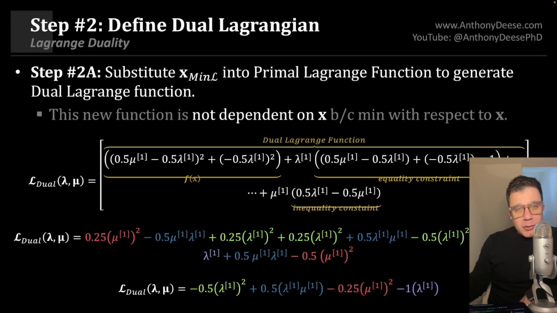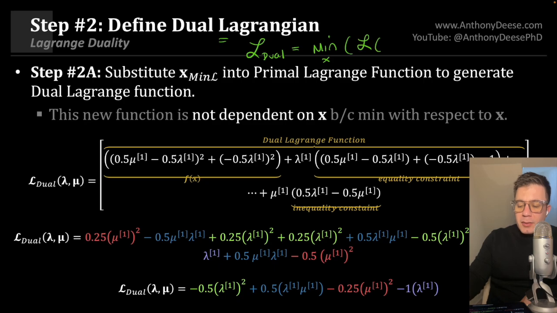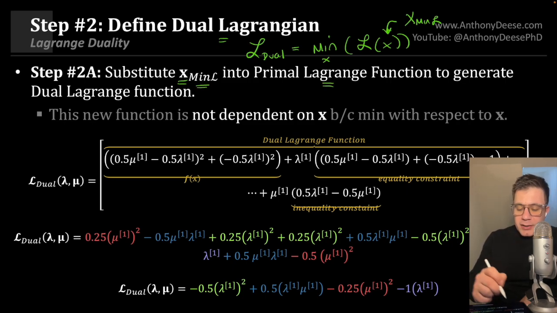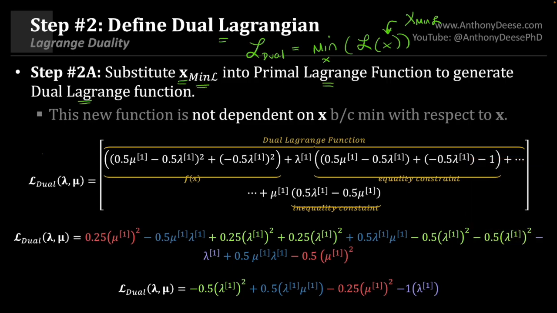Okay, step number 2. We need to define the dual Lagrange function. If you remember, the dual Lagrange function is simply equal to the primal Lagrange function minimized with respect to x, which is the same as substituting in our x min L. So we substitute x min L into the primal Lagrange function to generate the dual Lagrange function, which is shown below. And as we said previously, this new function should not be dependent on the primal decision variable x, because it was already minimized with respect to that value.